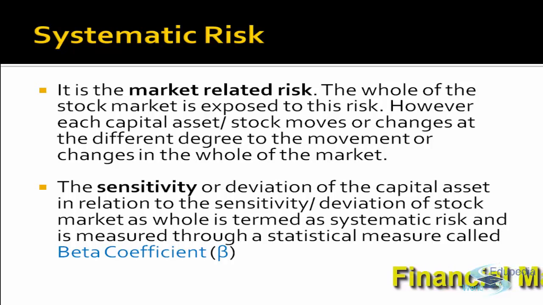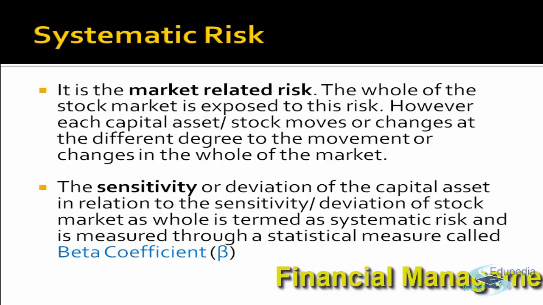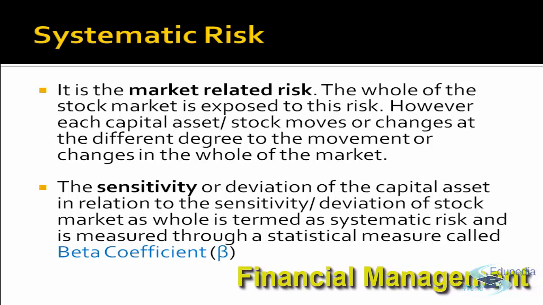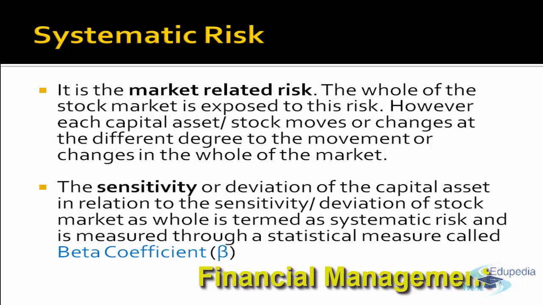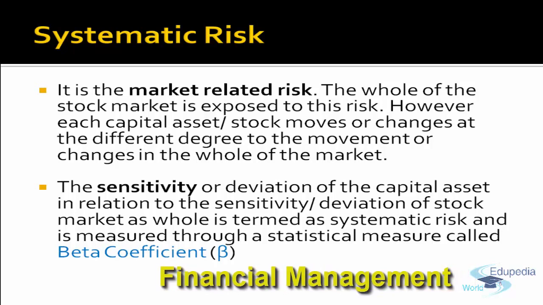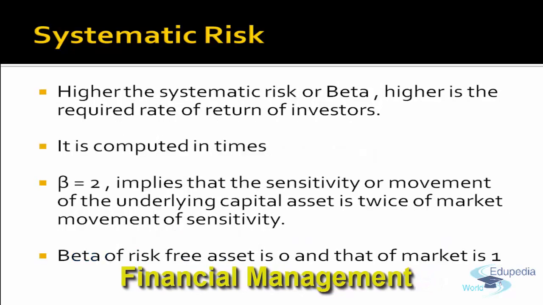For example, you have invested in stock A, your friend has invested in stock B. If the stock market has an upward movement of plus 5%, will stock A and stock B move in the same direction, and will stock A also rise by 5%, and stock B? No. The sensitivity for stock A and stock B will be different. So each stock moves or changes at a different degree of movement. Systematic risk is for the whole industry.